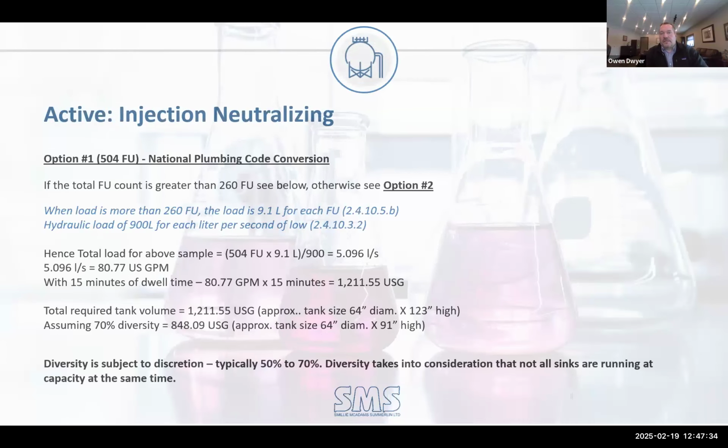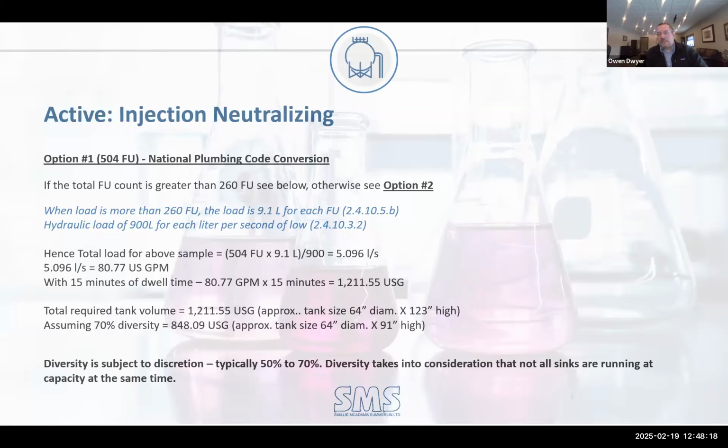Here's where it talks about in the National Code 2.4.10.5(B) and 2.4.3.2. So when a load is more than 260 fixture units, the load is 9.1 liters for each fixture unit. So for example, that 504 fixture unit example, 504 times your 9.1 divided by 900, because the hydraulic load is 900 liters for every liter per second flow. That's the math here. I'm going to share this with you guys so you don't have to memorize it or take screenshots. 2.4.10.3 has that 900 liters for each liter per second.